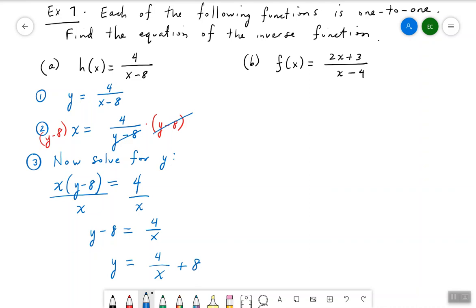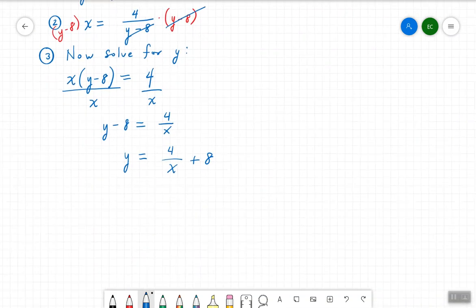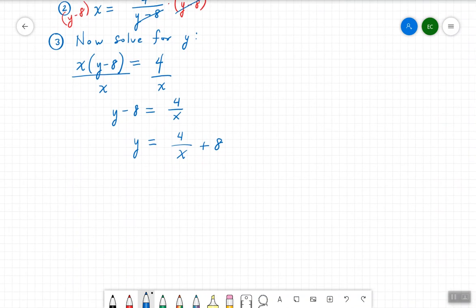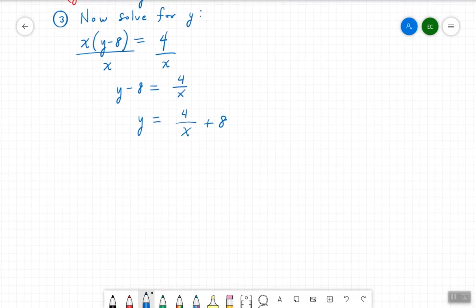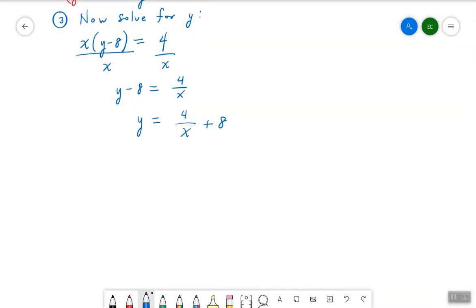Back up here, you could have distributed the x and had x times y minus 8x equals 4. And then going on from there, that would have been fine too. But I don't think we have to write that out here. You can try that. You could leave your answer just like this, 4 over x plus 8.